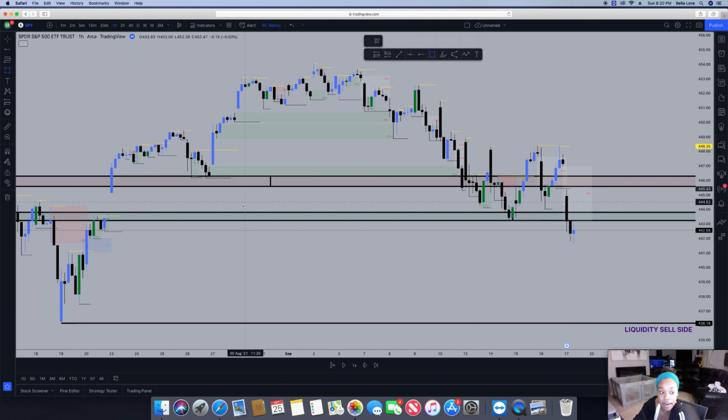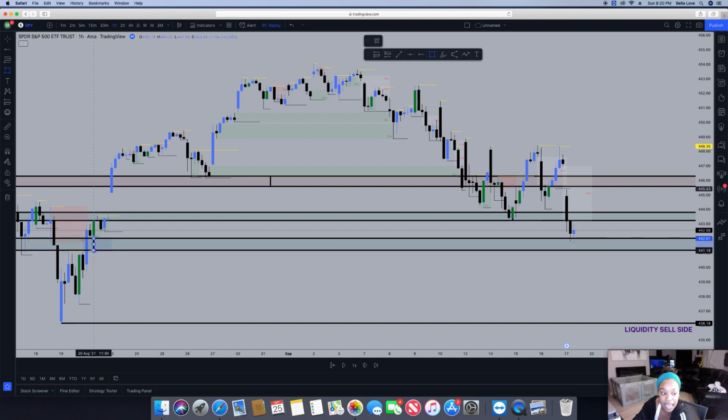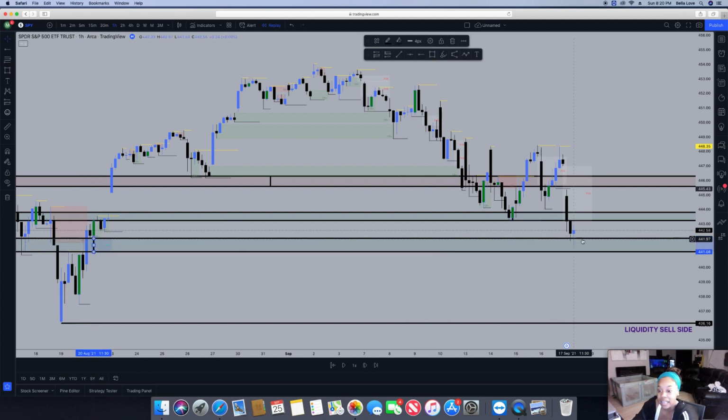And just looking here, a fair value gap is an imbalance in the market. It's bouncing from this fair value gap, so it'll probably do something like this. But the overall trend is down. I want to see this go all the way down. I want to see this go down to the sell side liquidity.